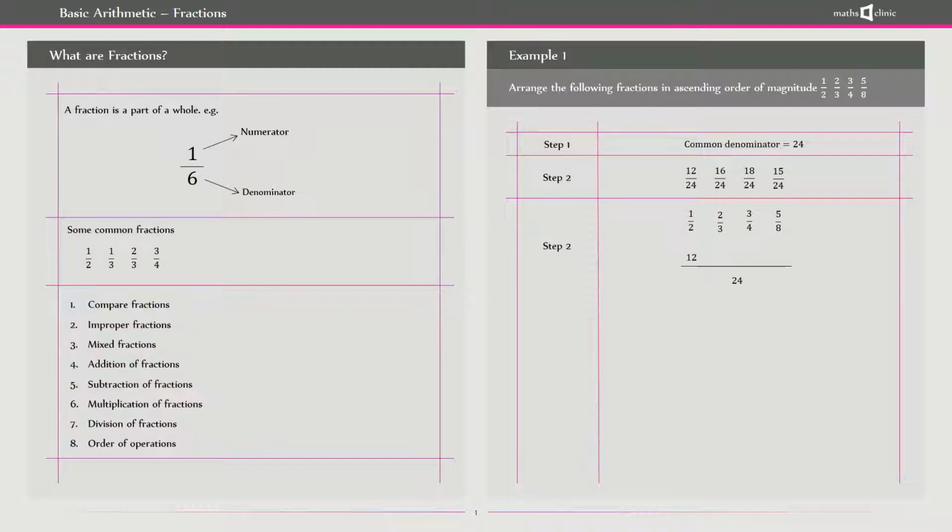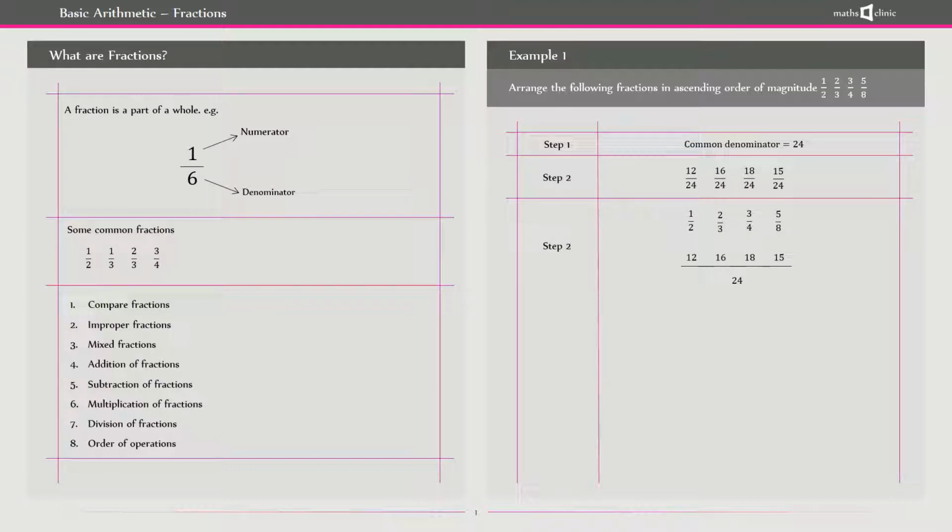Okay, let's do it similarly for 2 over 3. We have 24 divided by 3, that's 8. I'm going to multiply that by 2, the numerator. So we have 24 divided by 3, 8, times 2, we have 16. Okay, and then for 3 over 4, we have 24 divided by 4, that's 6, multiplied by 3, we have 18. And then for 5 over 8, we have 24 divided by 8, that's 3, multiplied by 5, we have 15.